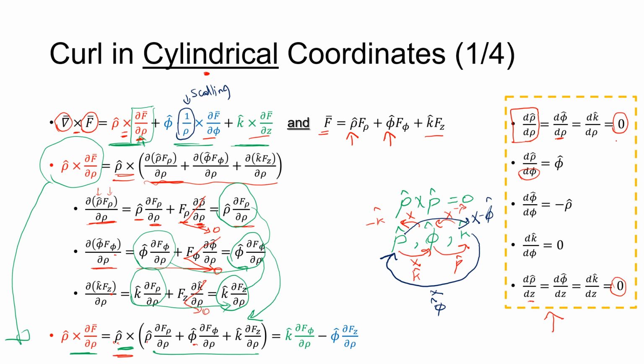So if we apply this here, rho cross rho will result in 0. Rho cross phi comes with positive, then you will get positive k. And rho cross k, this goes the opposite way, so you will get minus phi. And this one is already 0, and you just move these 2 components here.